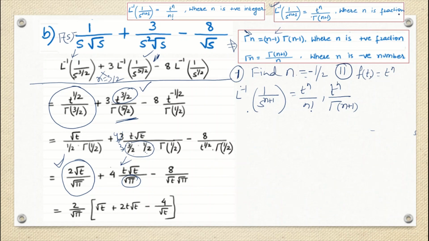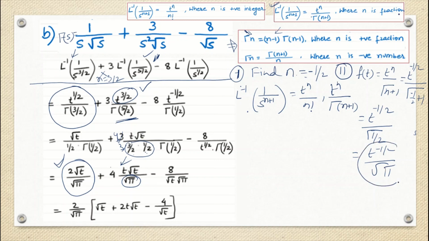For the second step, what do we have to write? This is nothing but t to the power n by gamma n plus 1. And my n is minus 1 by 2, and the denominator is minus 1 by 2 plus 1. So if I write it here, it is nothing but t to the power minus half divided by gamma of 1 by 2. We know that gamma half is nothing but under root pi. So we are done with this step. Whenever you get n, just put it in the numerator, and then you just have to calculate gamma, and once you have calculated gamma, your answer has come.